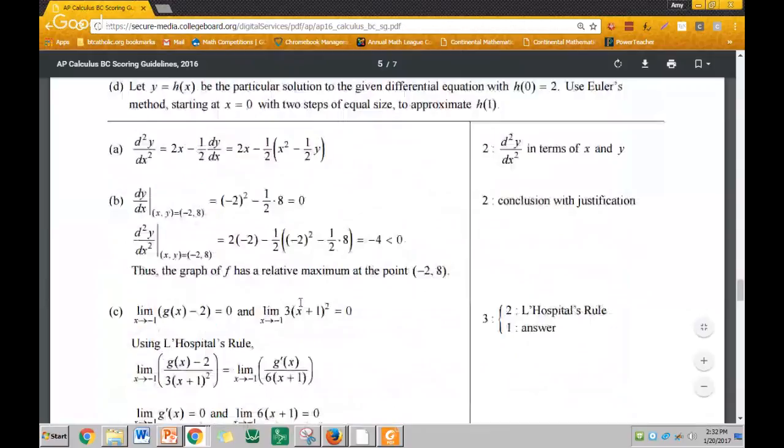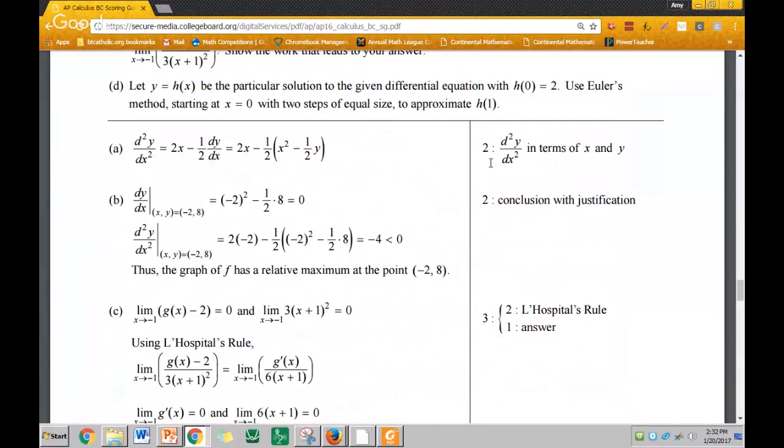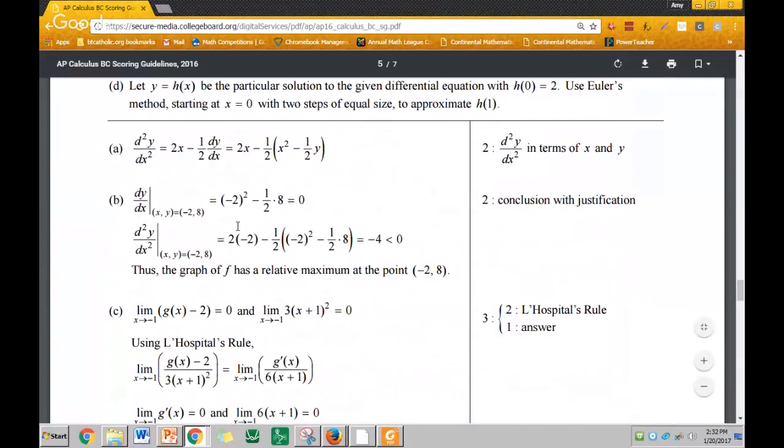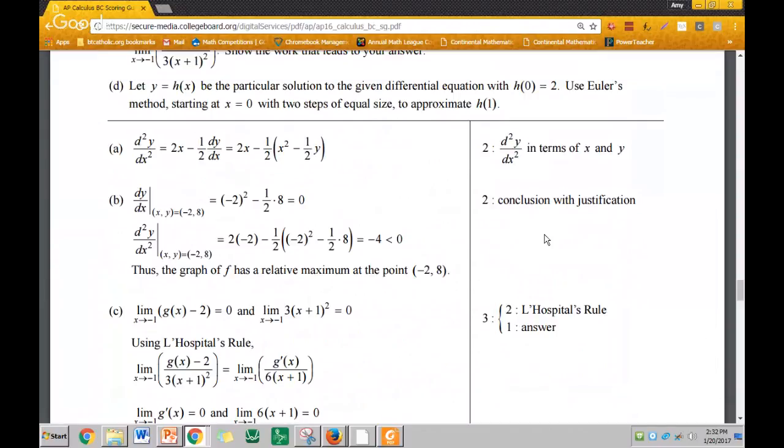On part A, if we got the derivative, we got how many points? 2. We got 2 points. The conclusion with the justification, we took the first derivative, found it was 0, that's a critical point, and we found out that -4 was negative, and so we know that it has to be a maximum. Using the second derivative test, 2 points. That's 4 out of 9. What do I want you to average? 6. So we're on our way.